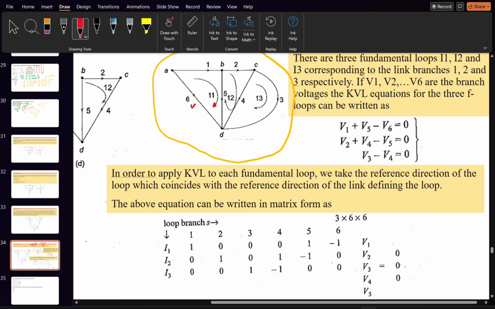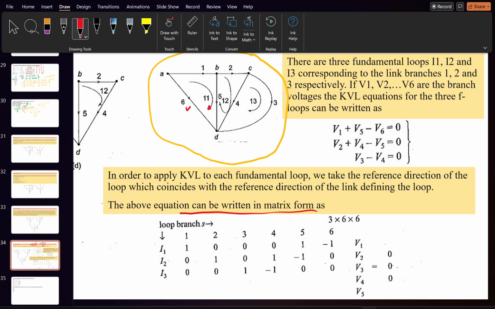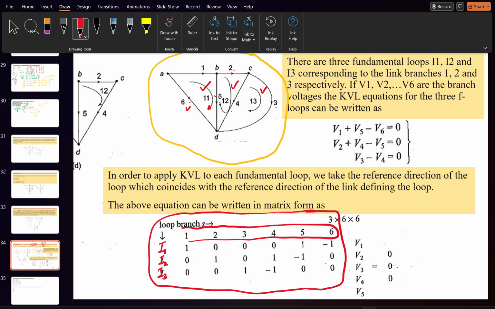How does it give it? Let me see. So what you have to do? This is the matrix basically. You have to write the number of loops, basically what is given: I1, I2, I3. In this graph itself, if you see, I1 is given, I2 is given, I3 is given. So you just have to write what the loop currents are. Then you have to write the branches. How many branches are there? One, two, three, four, five, six. So you just have to write the branches here.